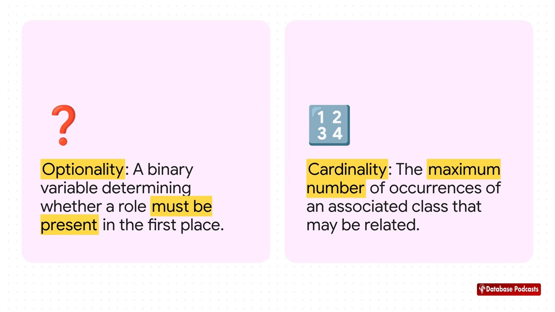Optionality just asks, does this relationship have to exist? Is it mandatory or is it optional? And cardinality asks, okay, if it does exist, how many things can be connected? Just one or maybe a whole bunch?